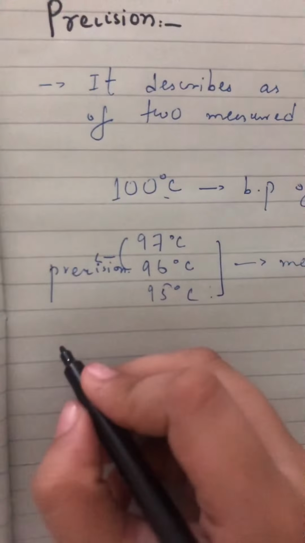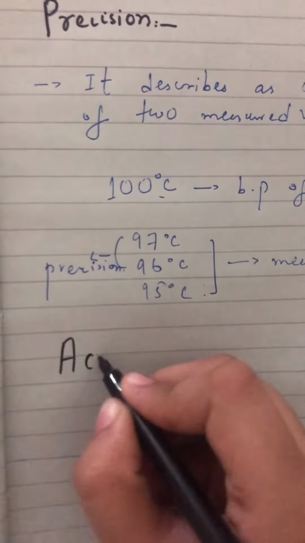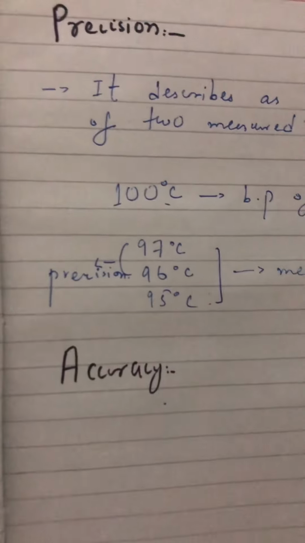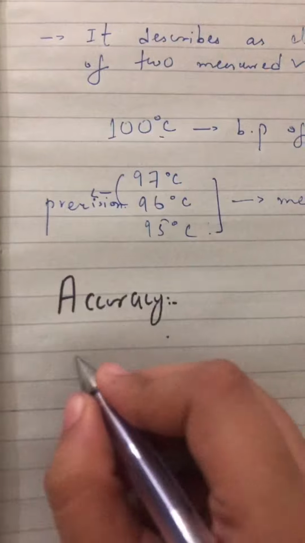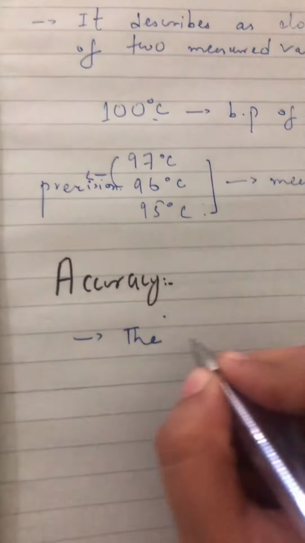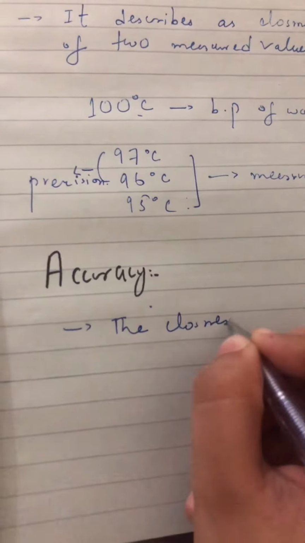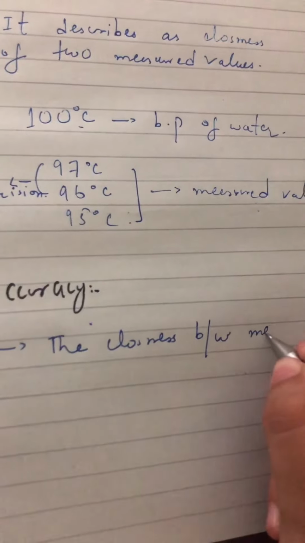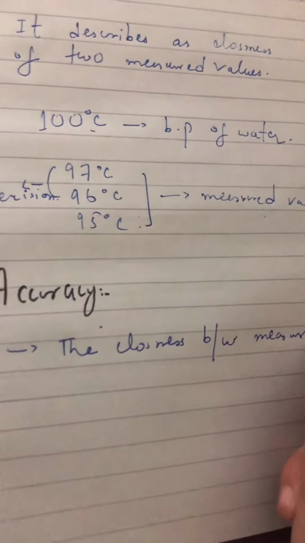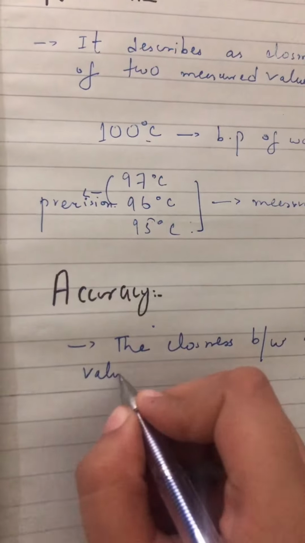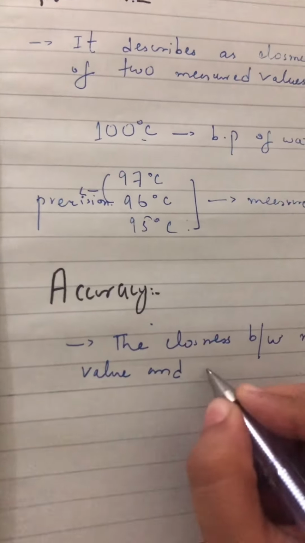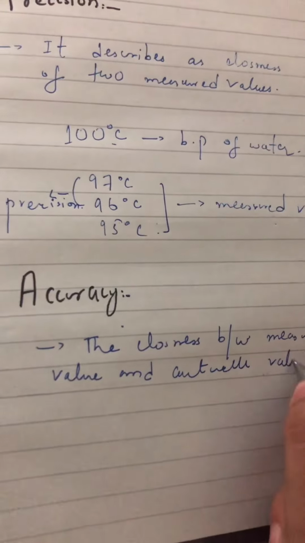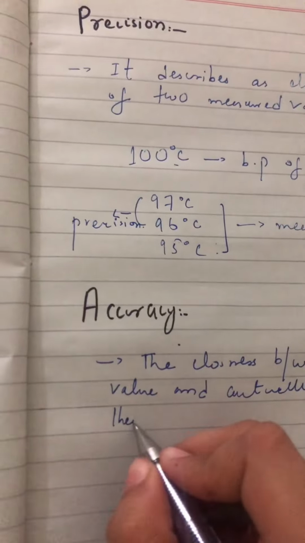Another is accuracy. Accuracy describes the closeness between the measured value and the actual value. That's called the accuracy.